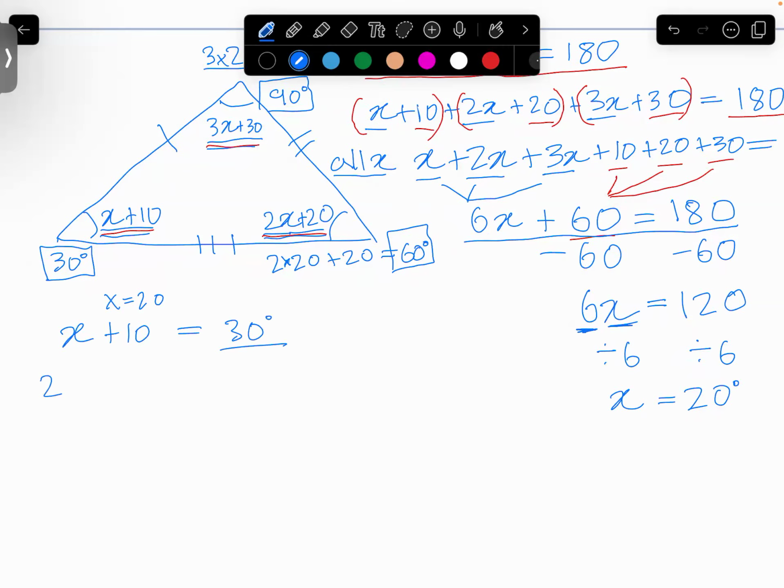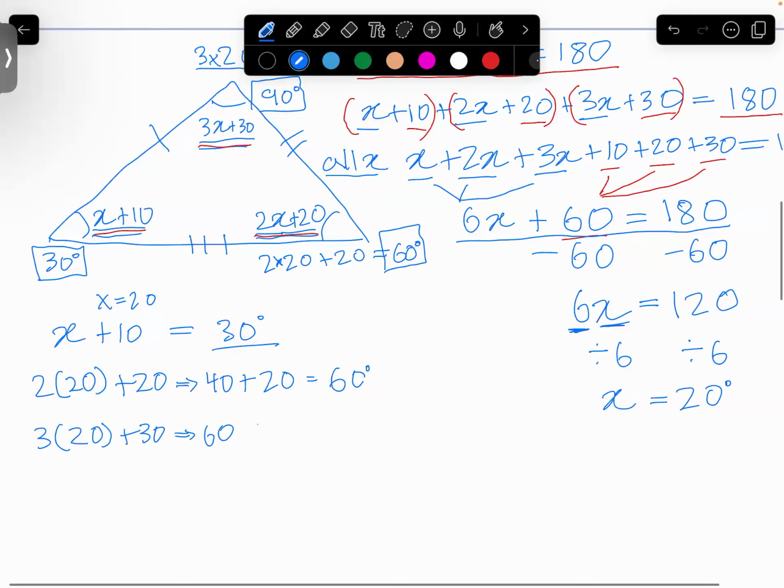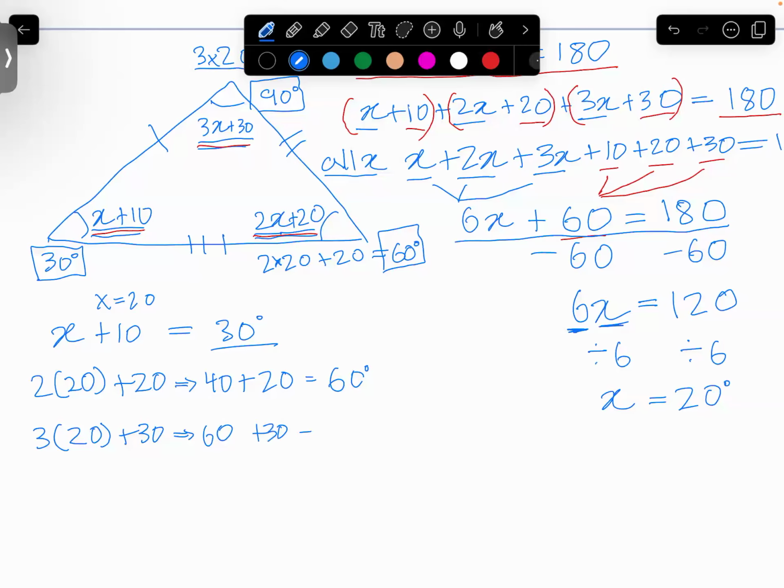The second angle is 2x plus 20, or basically 2 times 20 plus 20. This is 40 plus 20, or 60 degrees. And finally, the third one is 3x plus 30, or 3 times 20 plus 30. This is 60 plus 30, or 90 degrees.